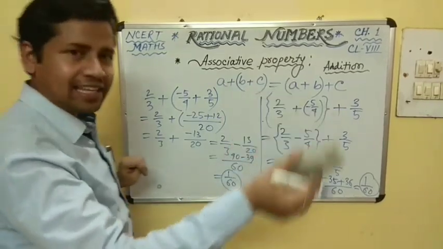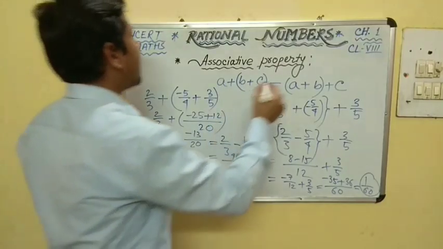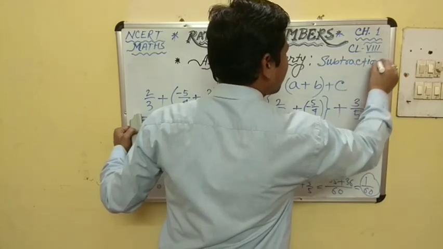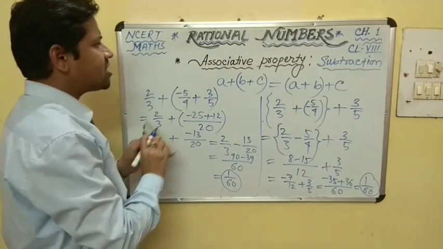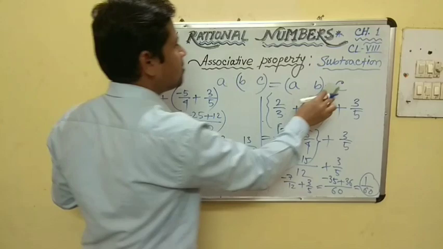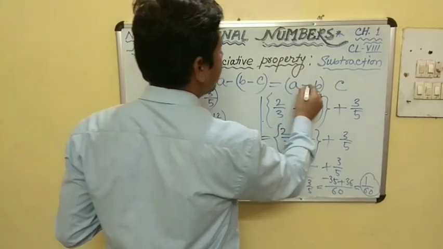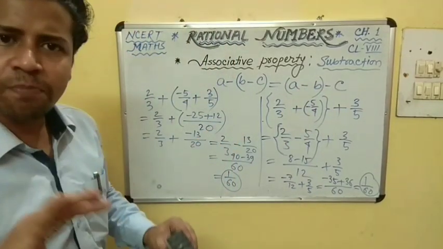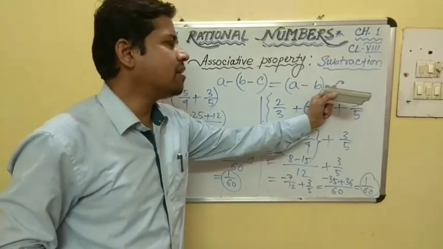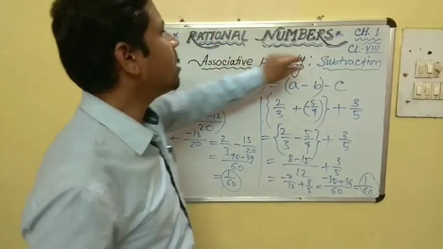So let's go for another operation, that is subtraction. In case of subtraction, we just have to change the sign here. The condition will be the same, only the symbol is changed: minus, minus. If it is possible, a minus (b minus c) is equal to (a minus b) minus c, then we can say that the rational numbers are associative under subtraction.